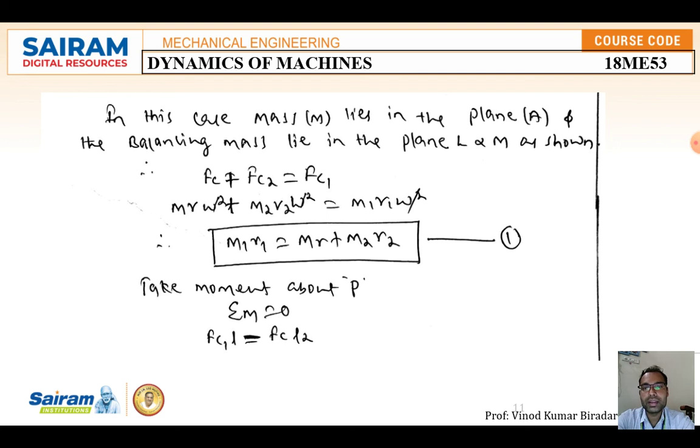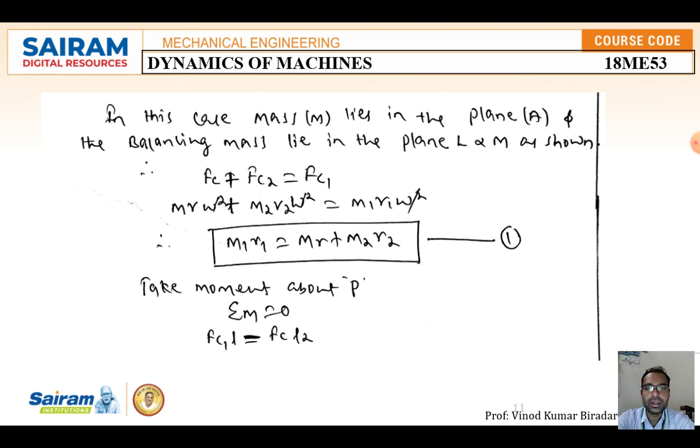In this case the mass m lies in the plane A and the balancing masses lie in the planes L and M. So it is in between the planes L and M where you are going to fix a balancing mass. Here Fc plus Fc2 is equal to Fc1. Observe the equation here: the previous case is different, here it is different. Substituting the formulas, mr omega square plus m2 r2 omega square is equal to m1 r1 omega square. Omega square cancels. Therefore m1 r1 is equal to mr plus m2 r2.